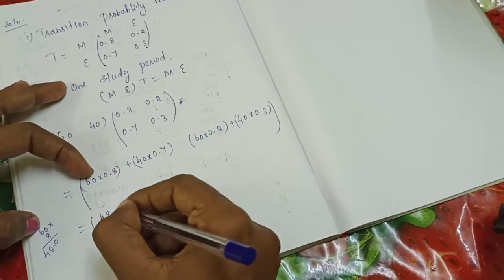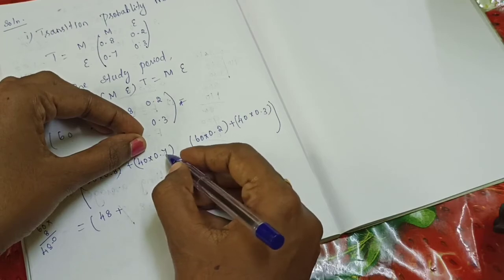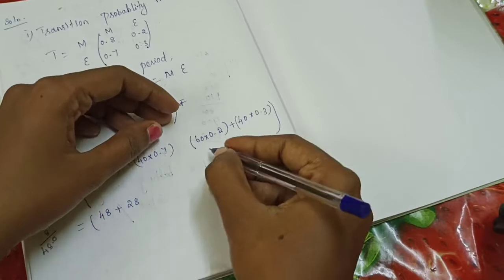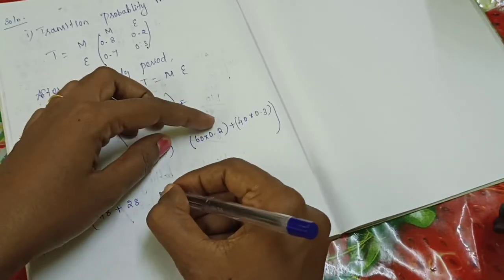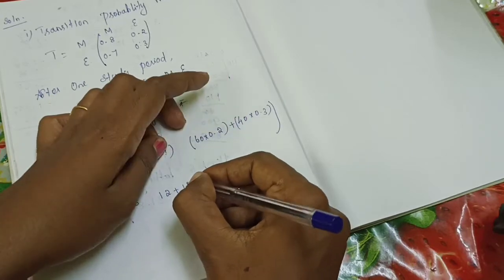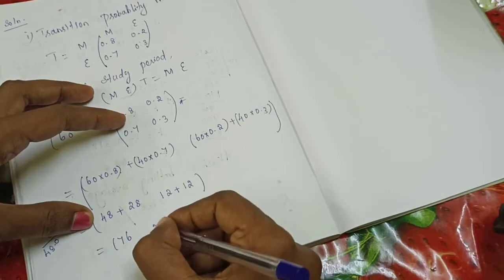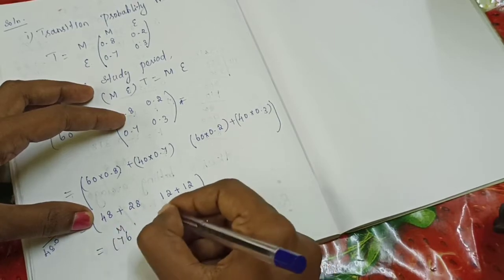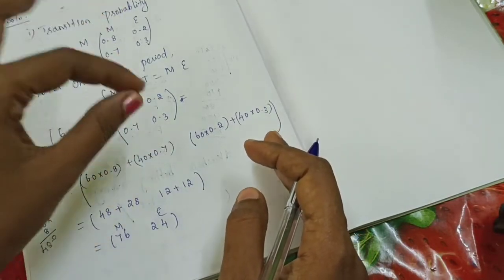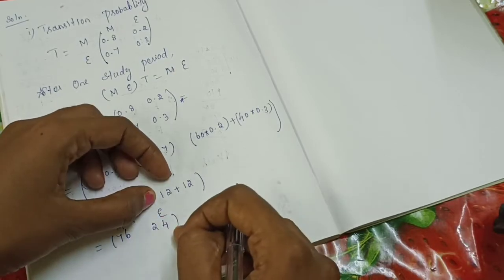How much will you get? 48 plus 40 into 7. 40 into 7 means you will get 280, 1 point out, so 28. Then here also same thing, 60 into 2 means 120, 1 point it will go. 40 into 0.3 means 12. Multiply and see, please. Add it: 76, this is 24. This is M value, this is E. Understand? In the very next study period, there will be 76 students do maths work, 24 students do English work.